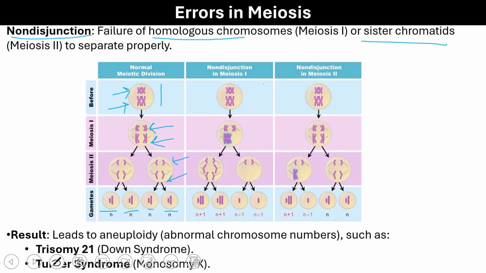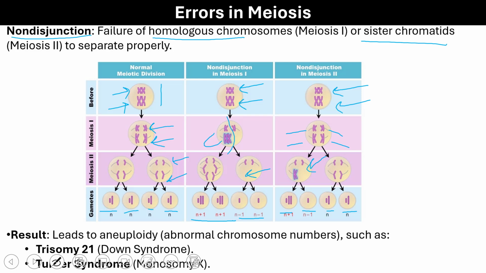But let's say one pair separated properly, but the other pair was not able to separate. Thus, in one cell, you will have a complete set of chromosomes, while in the other, the chromosome pair will be completely absent. This will lead to an abnormal number of chromosomes in the gametes. The other problem could happen when the homologous chromosomes have separated properly, but the sister chromatids have not been able to separate. So you would get 2 normal cells and 2 abnormal cells.